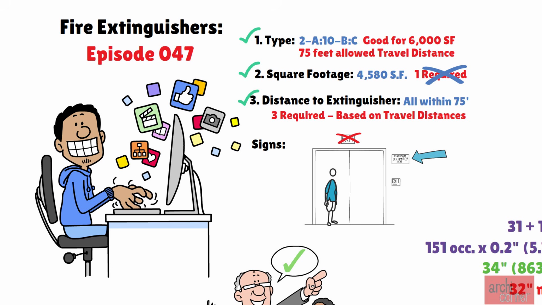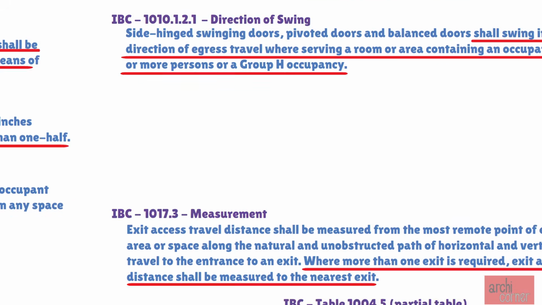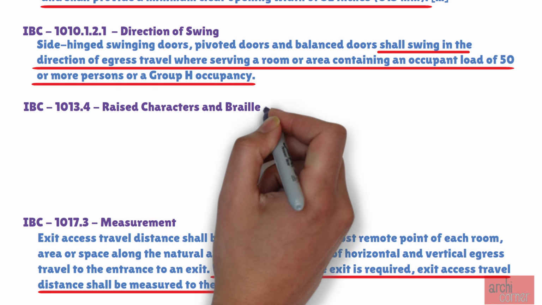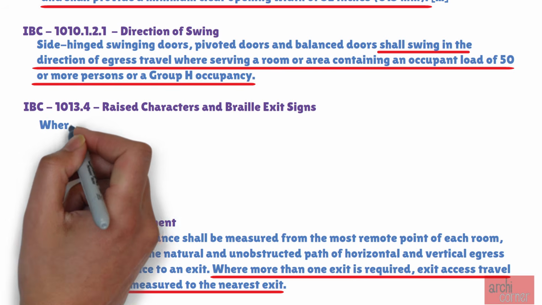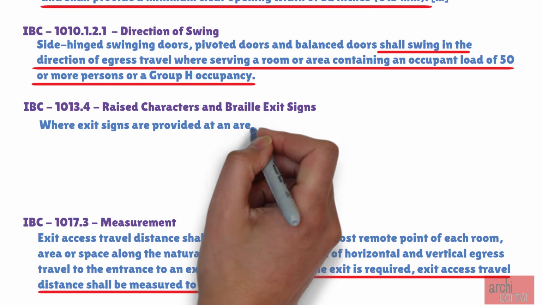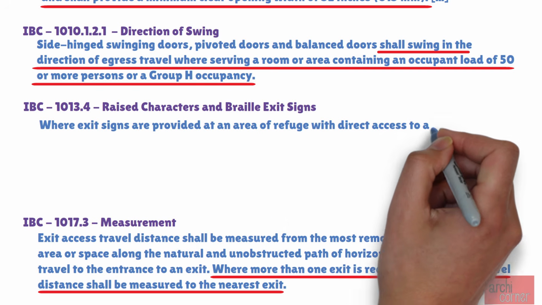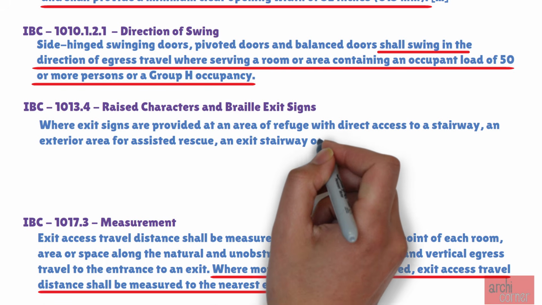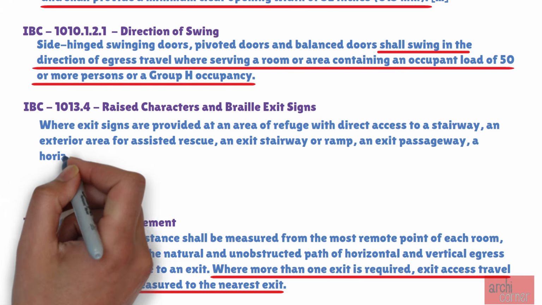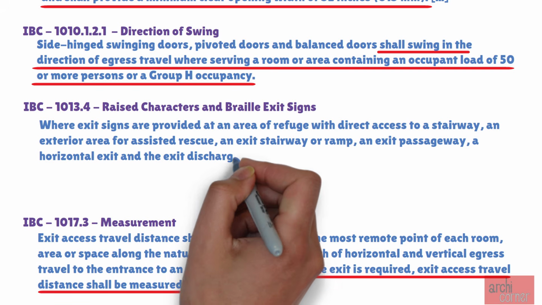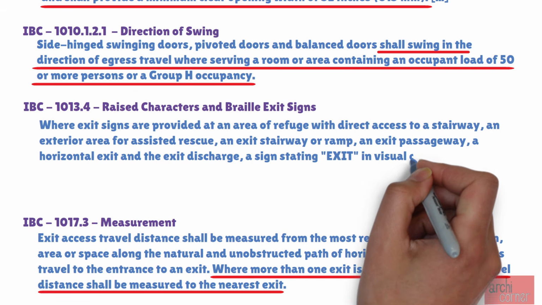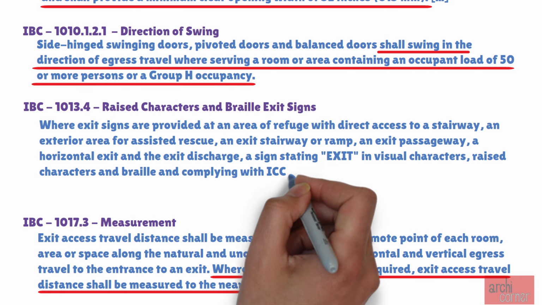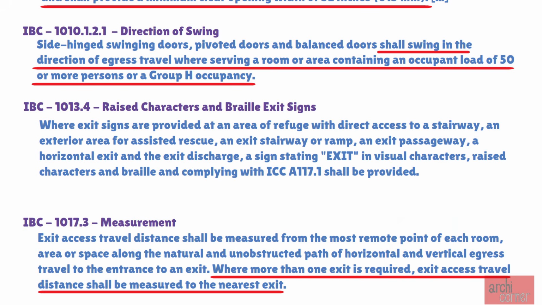Starting with the exit signs posted adjacent to the doors, IBC section 1013.4, titled Raised Character and Braille Exit Signs, states: where exit signs are provided at an area of refuge with direct access to a stairway, an exterior area for assisted rescue, an exit stairway or ramp, an exit passageway, a horizontal exit, and the exit discharge, a sign stating exit in visual characters, raised characters, and Braille, and complying with ICC A117.1 shall be provided.